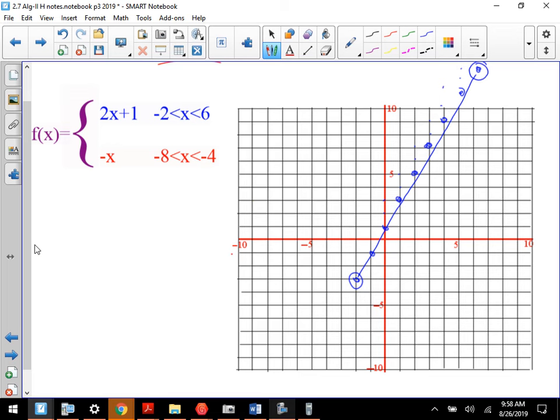Same idea with the -x. What's your slope and your y-intercept for y equals -x? Your slope is -1, and your y-intercept is at 0. Slope of -1 means I'm going down and right. But if I'm looking at my restriction, I'm going to be negative, so I'm just going to go the other direction for right now. So I know it's going to be at 0. It's going to do that. I look for -4. -4 is here. I look for -8. In between those.